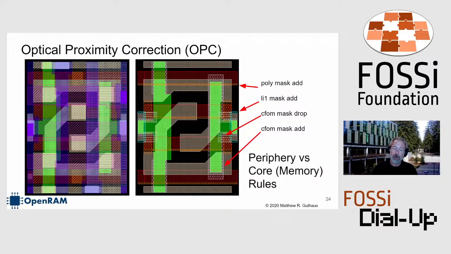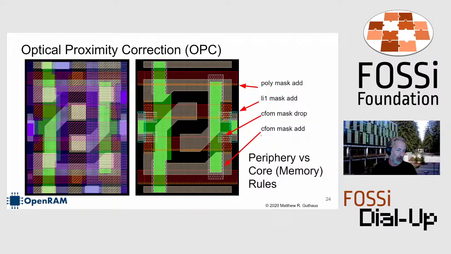You basically have a polysilicon mask add layer. This goes along the edges of the poly to make the mask a little wider so it prints better, essentially. You also see a mask add, for example, on the ends of polysilicon. This is a hammerhead feature where you make the ends a little bit bigger so that you don't have rounding on the ends of the polysilicon. You see similar things on the diffusion layer. You see the CFOM mask drop and mask add. Those make the mask a little bigger or a little smaller just to aid printing.